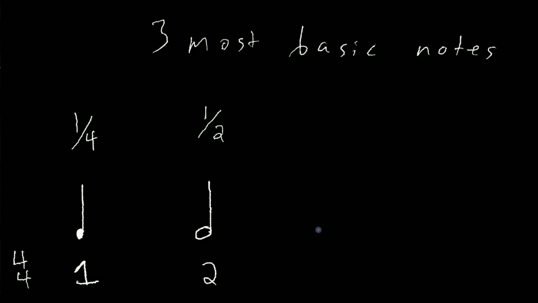And then finally, we have a whole note. A whole note looks just like a half note, but without the stem. So it just kind of looks like an oval. And I didn't do a very good job of drawing an oval there, but hopefully you get the point. And I'll just write a 1 right there for a whole note. And this in 4/4 time is going to get 4 beats.